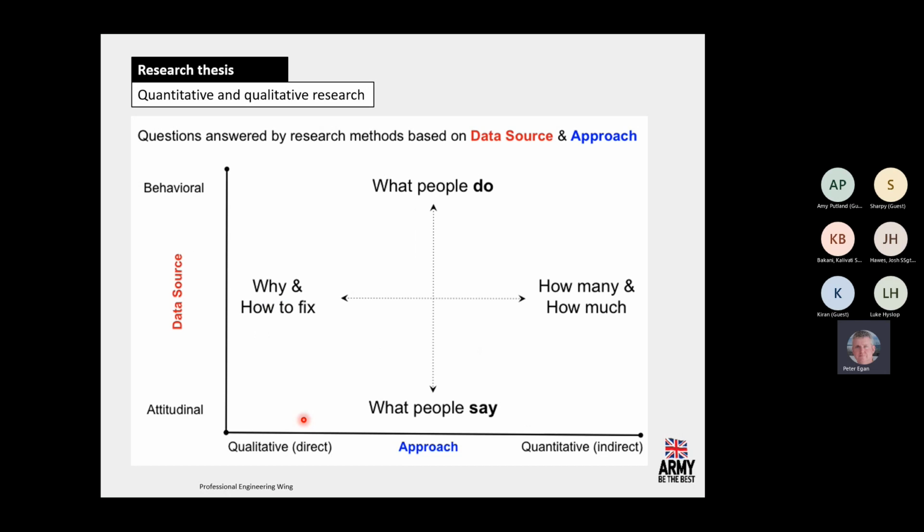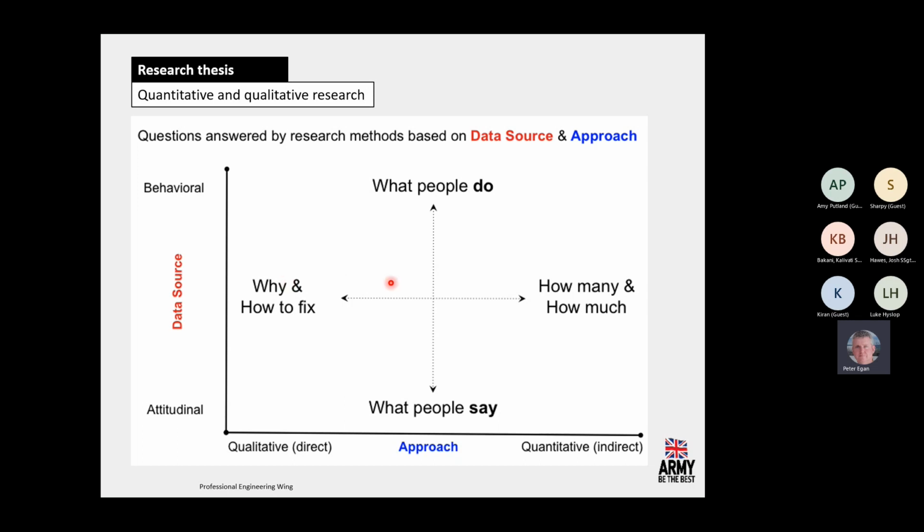And a way of looking at that is this sort of diagram on the screen here. Right. So you've got behavioural, you've got attitudinal, we've got qualitative on this side and quantitative on this side. Right. And we're looking at what people say against what people do. So behavioural against what people's attitude thinks they are. How many and how much? We're looking at numbers on this side. Why and how do we fix it? We're looking at context, words on this side.